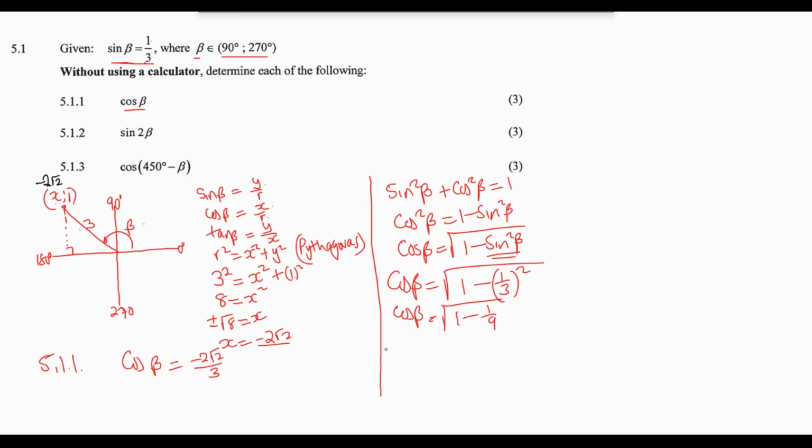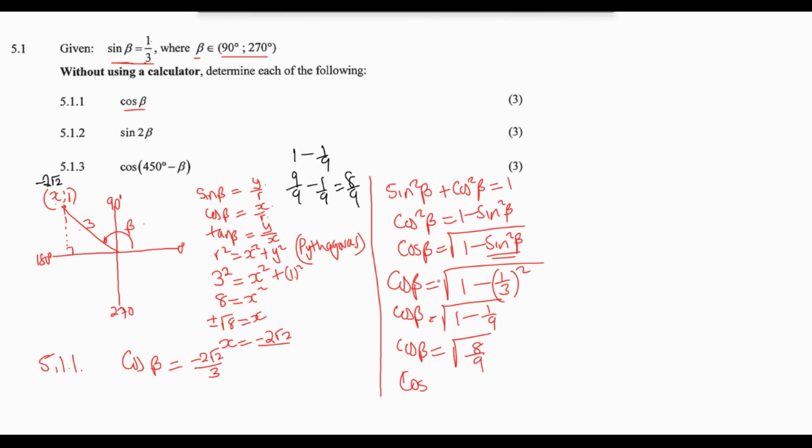1 minus 1 over 9 is like 8 over 9, isn't it? You can do that without a calculator. 1 minus 1 over 9 is just the same as 9 over 9 minus 1 over 9, which is 8 over 9, isn't it? Right, so cos beta is equal to square root of 8 over 9.